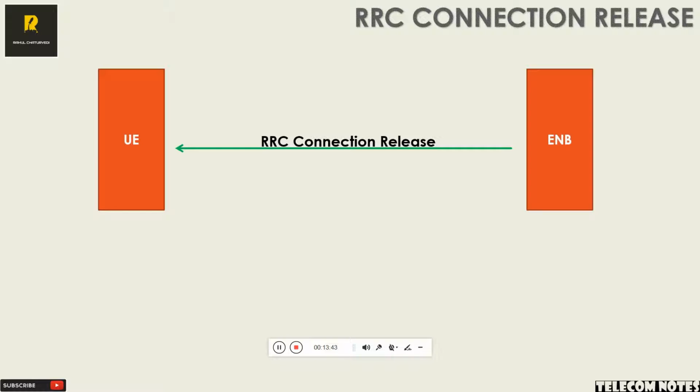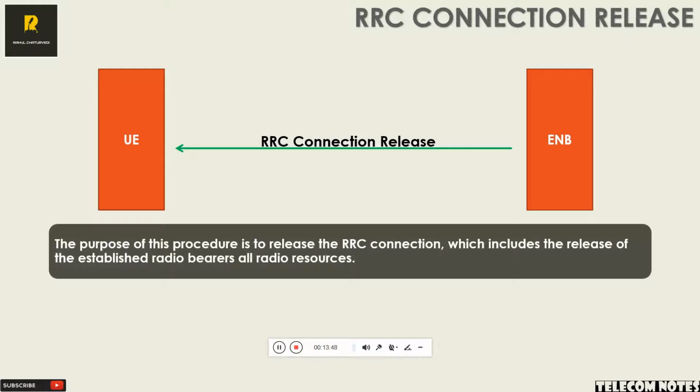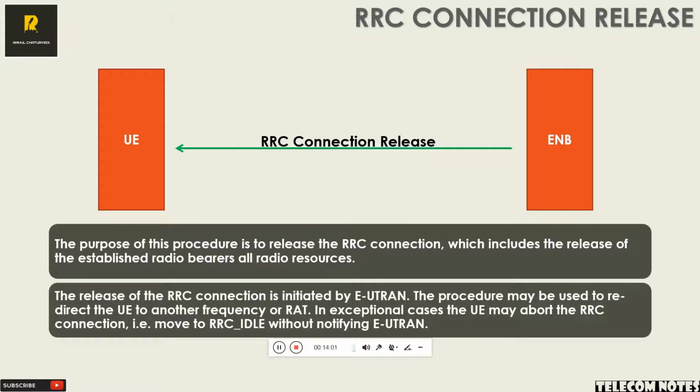RRC connection release. The E node B sends to UE the RRC connection release message. The purpose of this procedure is to release the RRC connection, which includes the release of the established radio bearers and all radio resources. The release of the RRC connection is initiated by E-UTRA. The procedure may be used to redirect the UE to another frequency or RAT. In exceptional cases, the UE may abort the RRC connection, that is, move to RRC idle without notifying the E-UTRA.